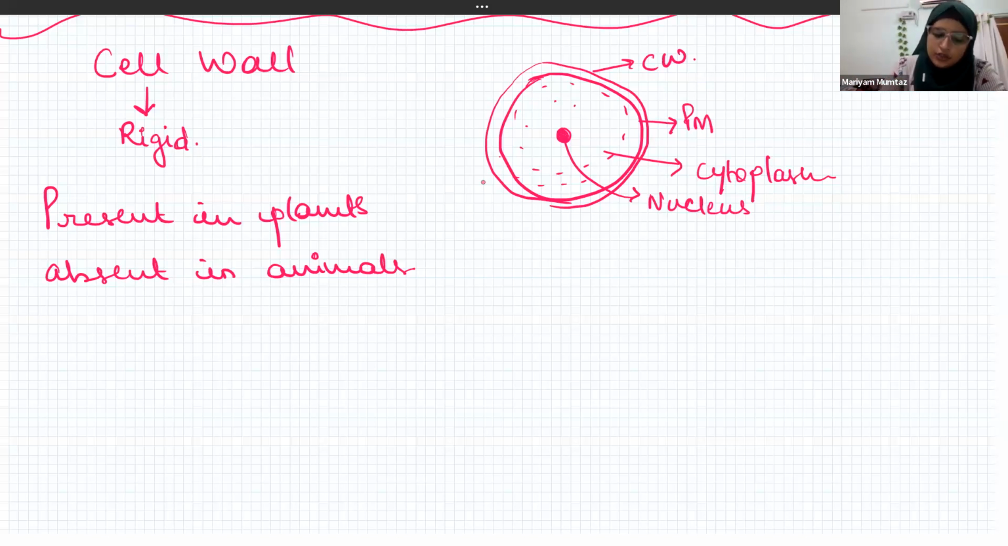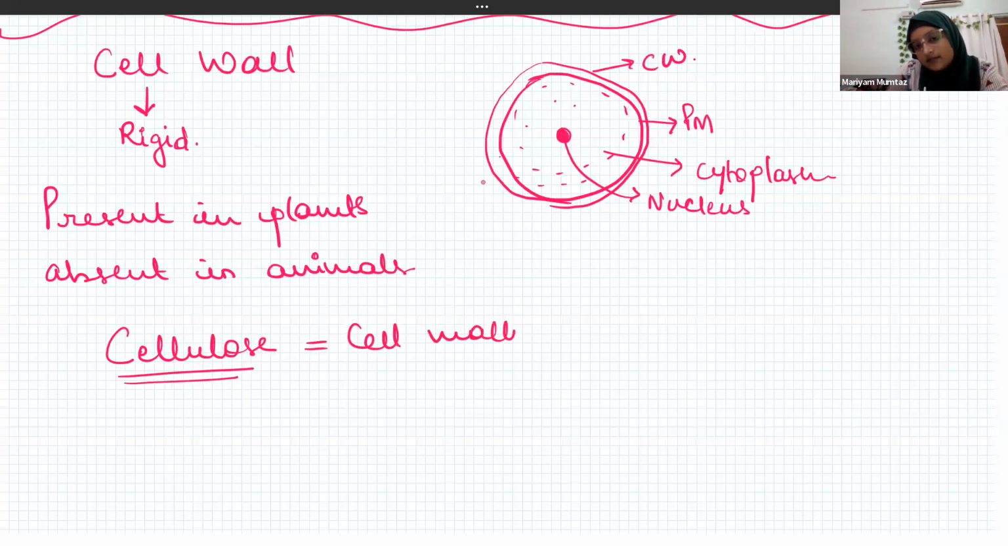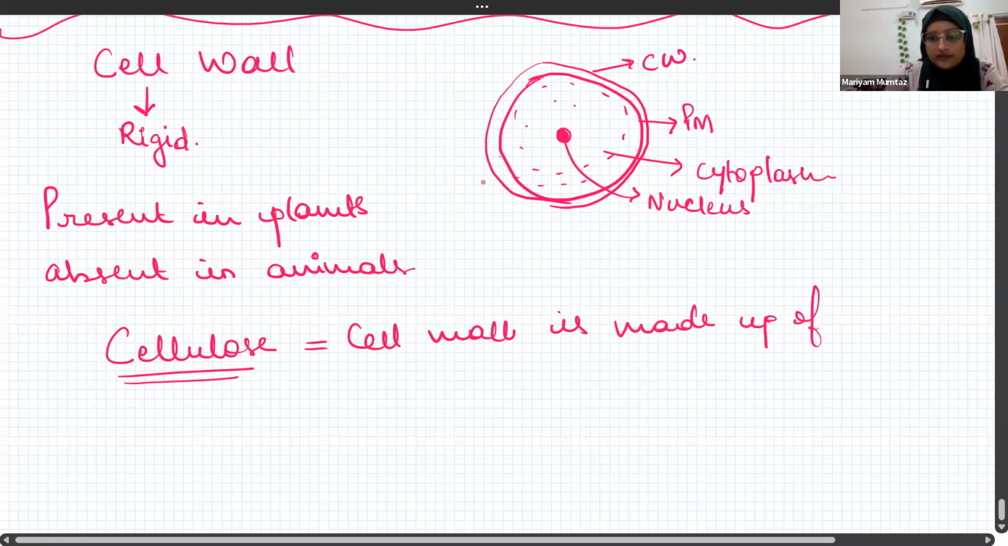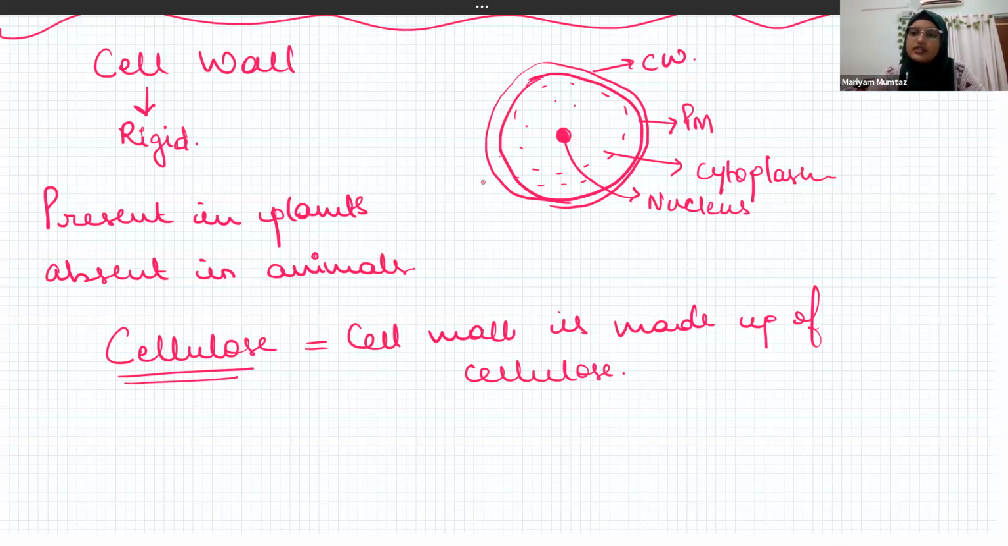And do you know what it is made up of? It is made up of a substance which is known as cellulose. So the cell wall is made up of cellulose. Now, this is a very complex structure. Cellulose is a complex structure. For example, if you close your hands like a net-like structure, will it be easy for the other person to open your hands? No, right? Because it is a very complex, strong structure.